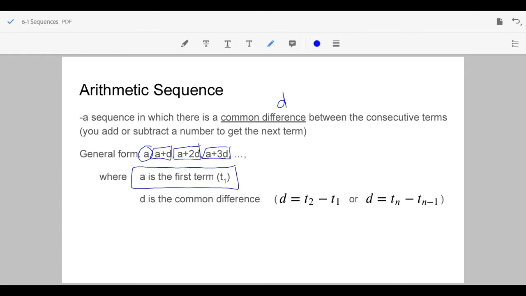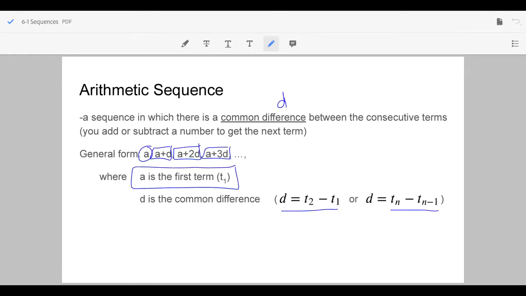And the way we find it is we take a term and we subtract the previous term. So we could take term 2 and subtract term 1. We could take term n. It could be any number. It could be the last one. It could be somewhere in the middle, term 5, term 8, doesn't matter. And we subtract the one before.